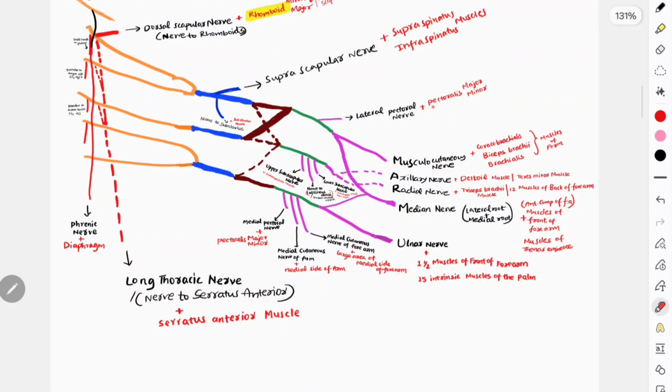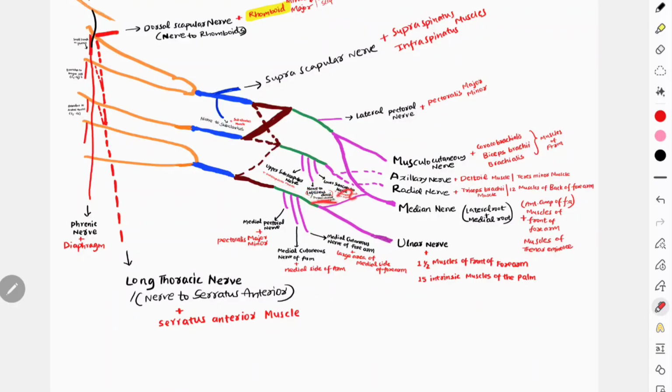Right. Same. This lateral pectoral nerve innervates pectoralis major and minor. Musculocutaneous nerve innervates coracobrachialis, biceps brachii, brachialis, muscles of the arm there, and the medial root of the median nerve innervates anterior muscles of the front of forearm and muscles of thenar eminence. So mainly the anterior compartment of the forearm, median.